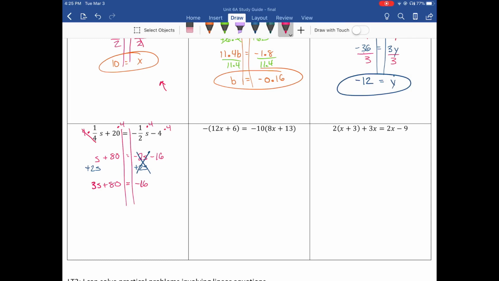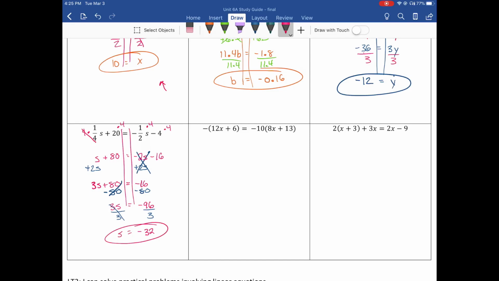And now we want to get rid of our constants that are on the same side as the variable. When we do that, we'll subtract 80 from both sides. It'll cancel out on the left, and we're just left with 3s. And on the right, that gives us negative 96. And then our last step is just to divide by our coefficient. So our coefficient is 3. And negative 96 divided by 3 is going to give us negative 32. And that's our answer.